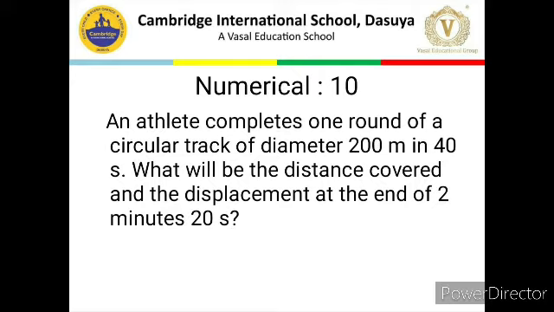The second thing is clear from here that the athlete completes the track, which means the athlete is on the boundary of the circle. It means the athlete is moving along the circumference. And the formula of circumference is what? 2 pi r. We have to find the distance after 2 minutes and 20 seconds. It means we have to find the circumference and then multiply it with the rounds taken in 2 minutes and 20 seconds. Let's solve this.